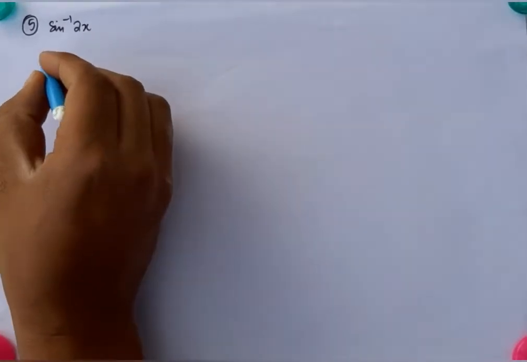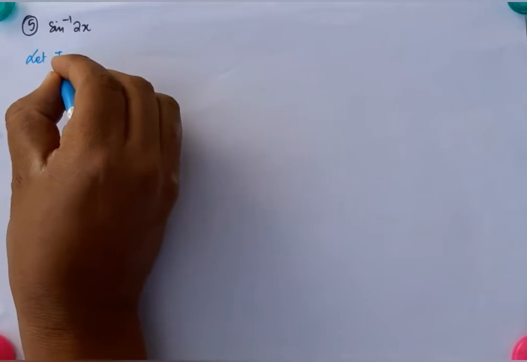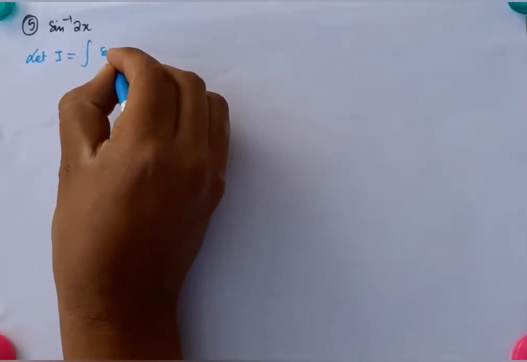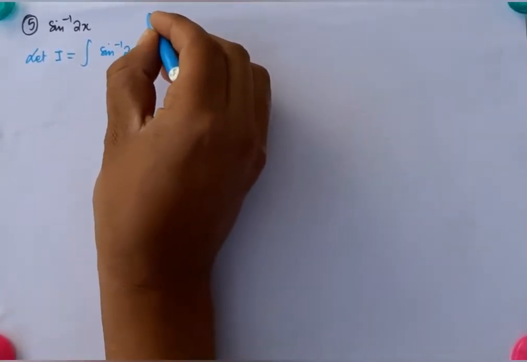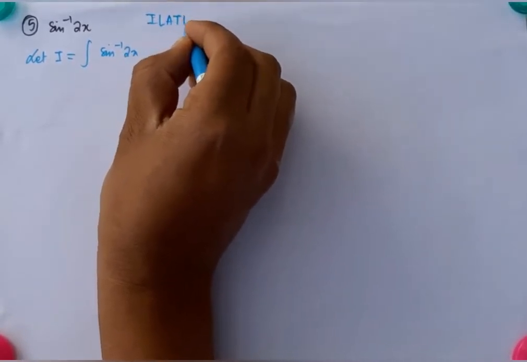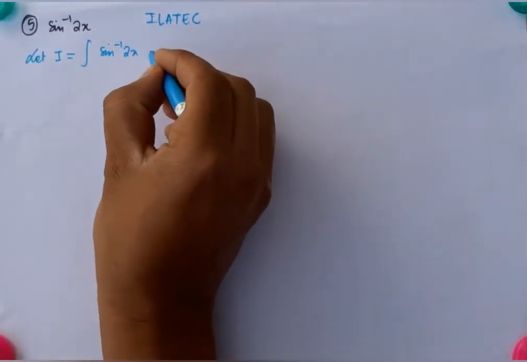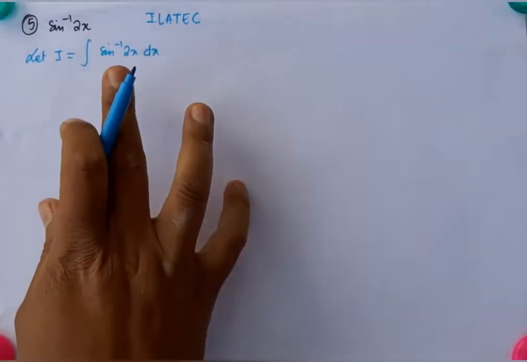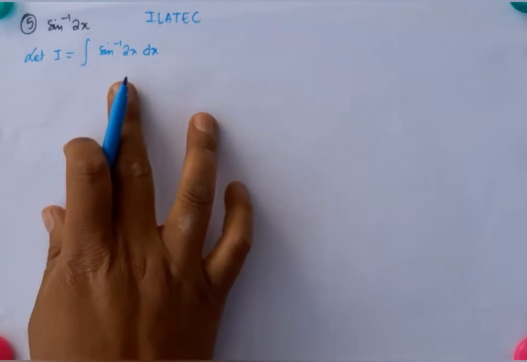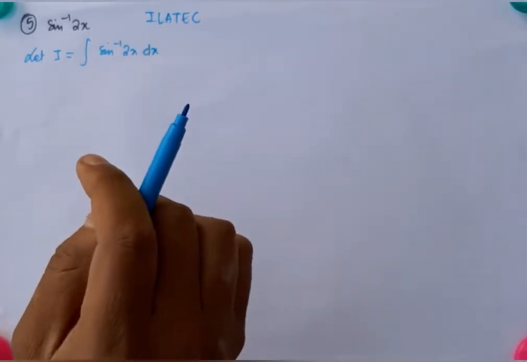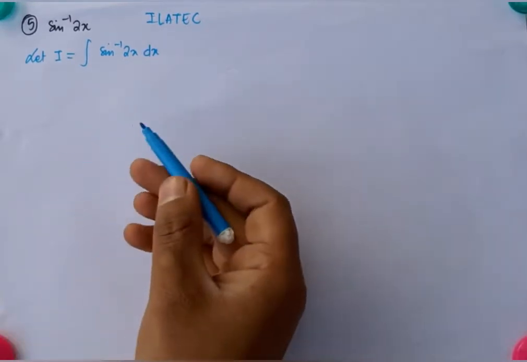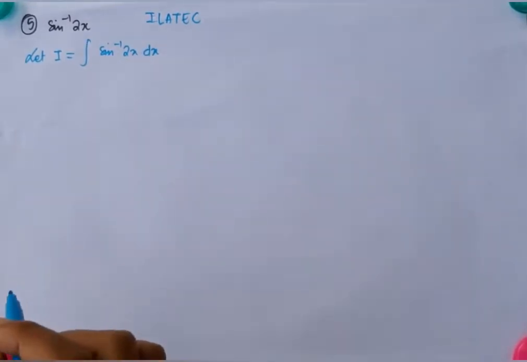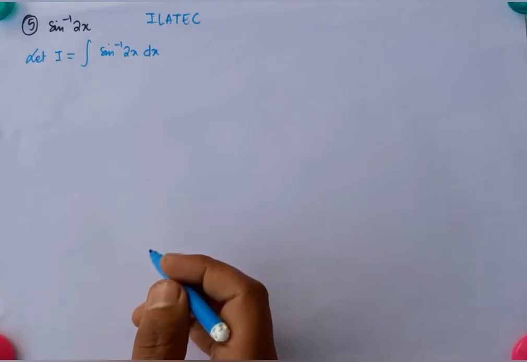Okay, now we have sine inverse 2x. So let's integrate this. Here let me write, let I equal the integral of sine inverse 2x. But here one problem is there, you have got only sine inverse 2x. Is this a product of two functions? No, only a single function is there, right? Now, do I know what the integral of sine inverse is? Again, I don't know that, isn't it?